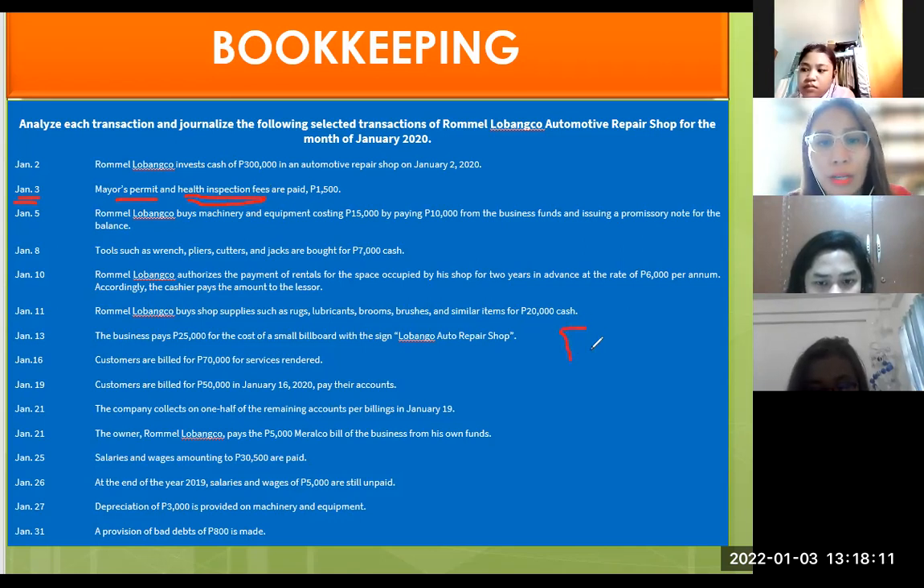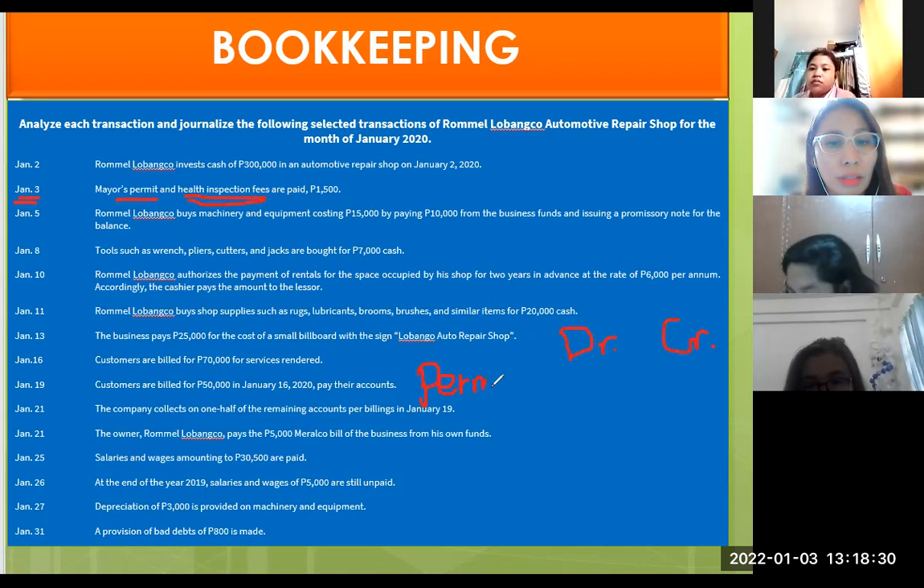So, lagay ulit tayo, debit and then credit. DR is the abbreviation ng debit, CR is for credit. Mayor's permit and health inspection fees. So, permits and licenses ang ating value received. Permits and licenses amounting to 1,500.